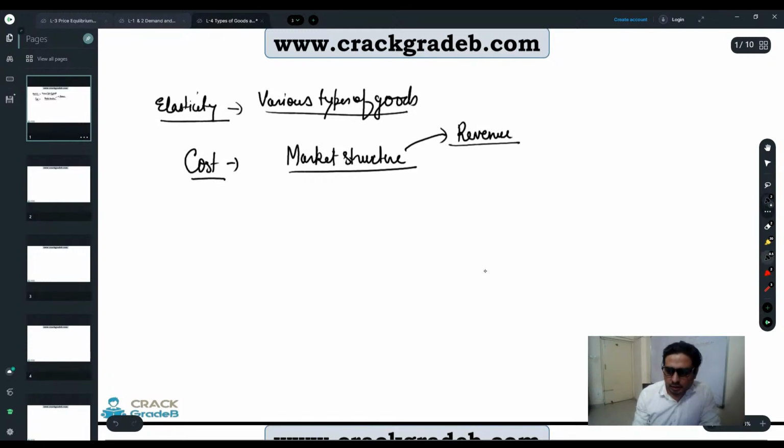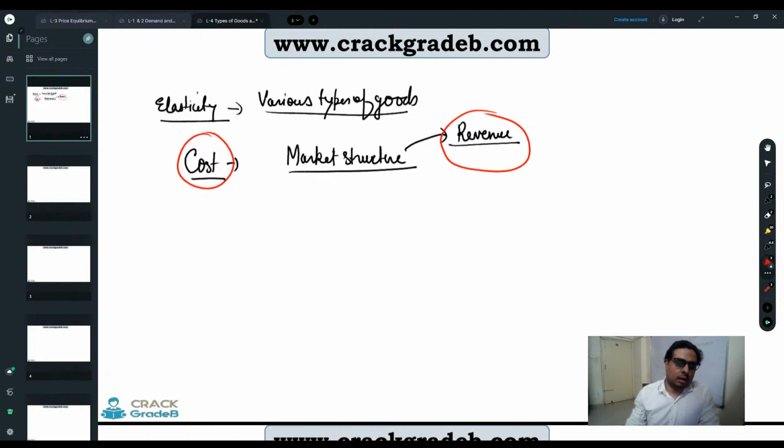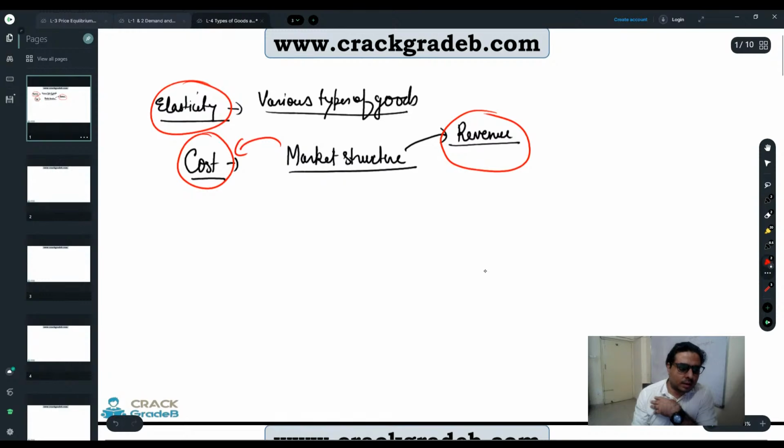This cost part and this revenue part we are not going to discuss in detail. We will just go for an upper layer and not go deep inside, because it is not required. They ask very basic fundamental questions, so there is no need to deep dive. Just an overview of market structure. To understand market structure, three things are required. One is elasticity, which I have already discussed. The other two are cost and revenue. I'll explain them briefly when I explain market structure.